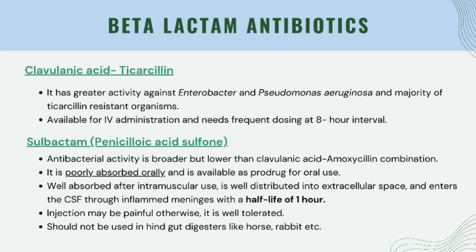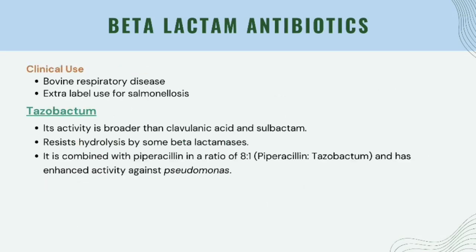The combination of sulbactam and ampicillin is well absorbed after intramuscular use. It is well distributed into extracellular space and enters the CSF through inflamed meninges with a half-life of 1 hour. The injection may be painful, otherwise it is well tolerated. It should not be used in hindgut digesters like horse, rabbit, and others. It is used in bovine respiratory disease and extra-label use for salmonellosis.